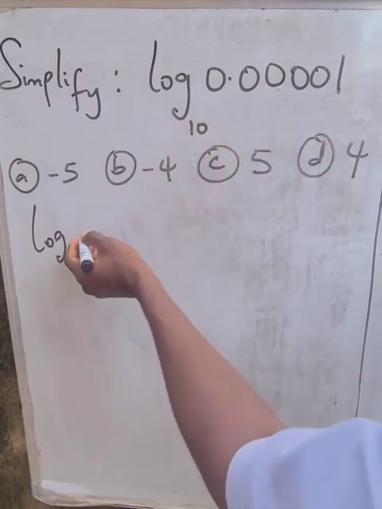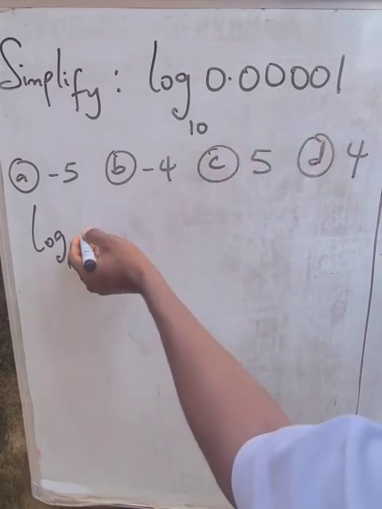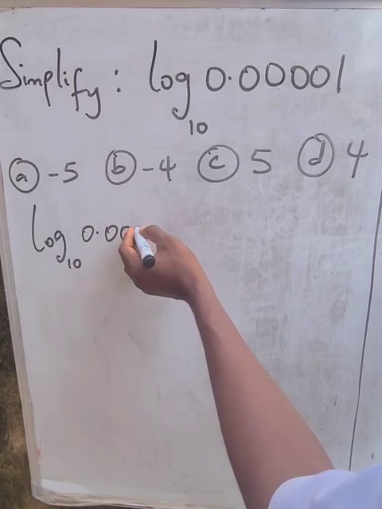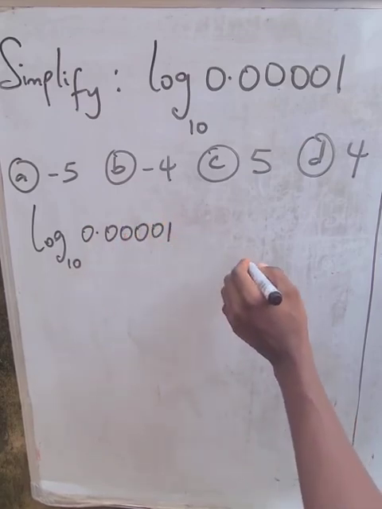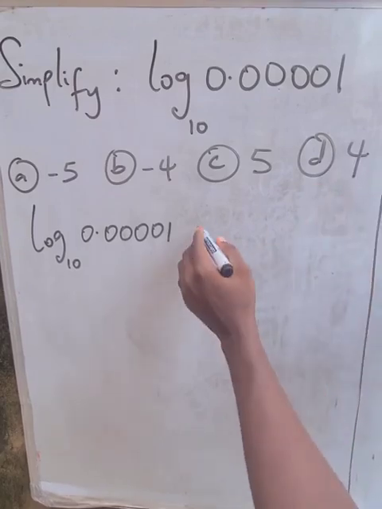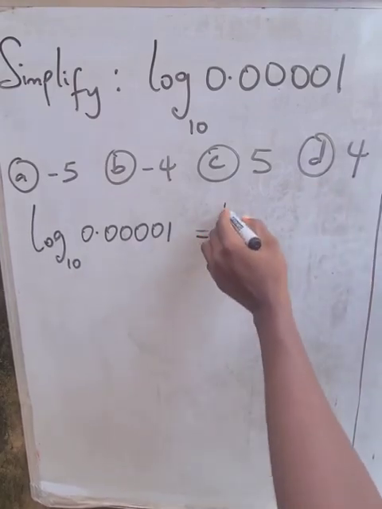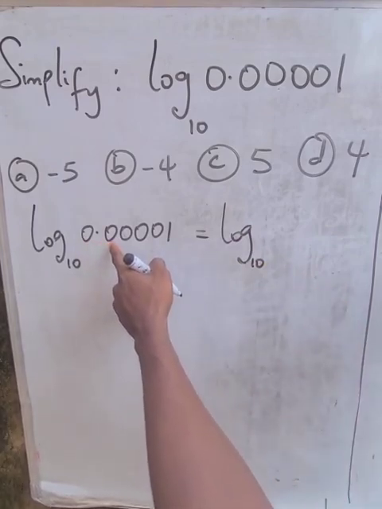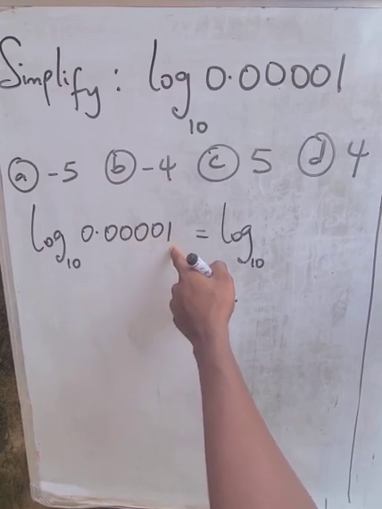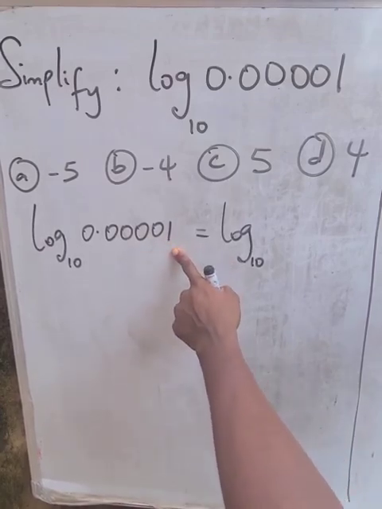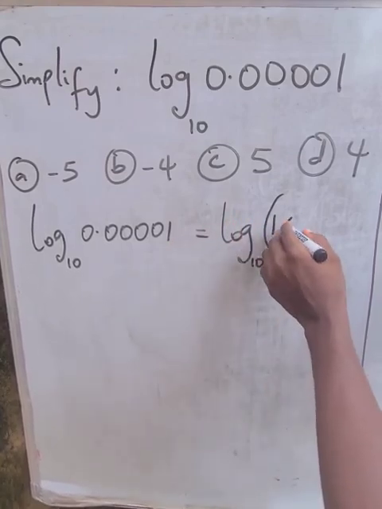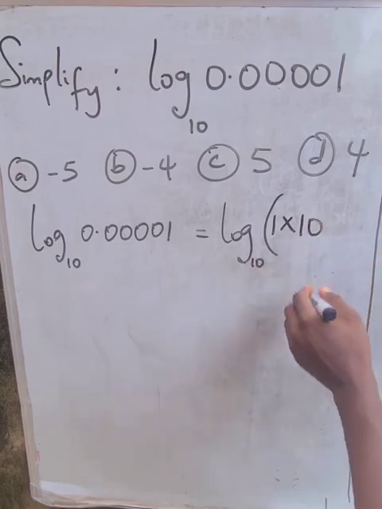Okay, so I want you to understand that whenever you're given a logarithm of a base and the number is in decimals, you have 0.00001. Now this is the same thing as saying log base 10 of 0.00001.